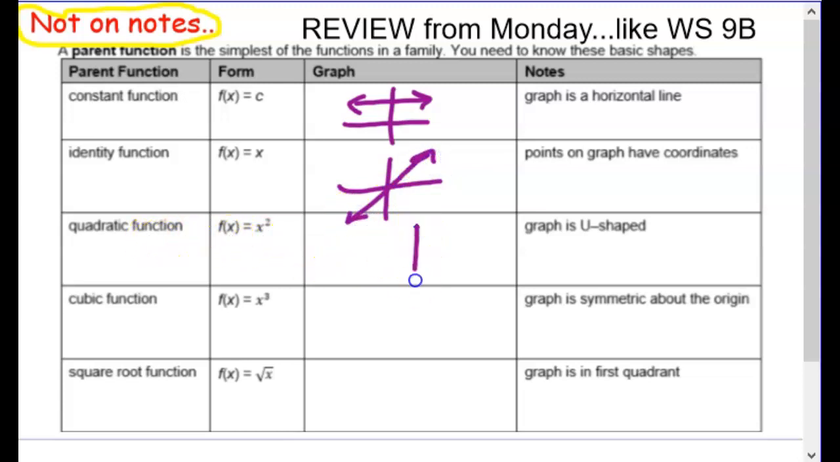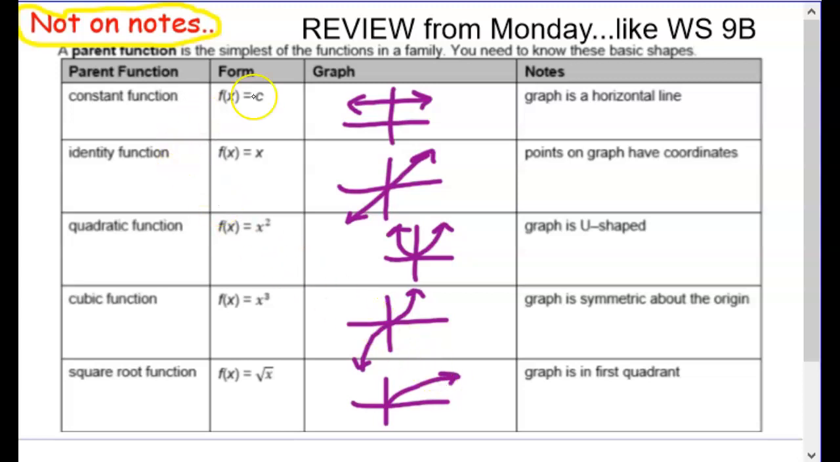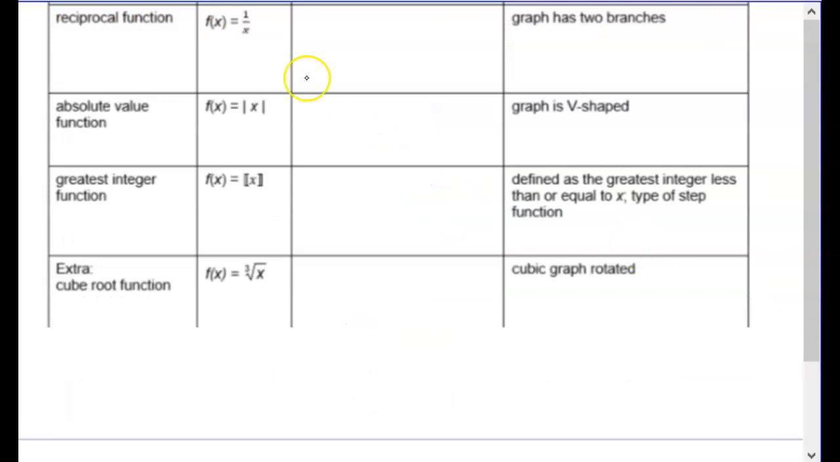The quadratic is a parabola at the vertex. A cubic goes from the bottom left to the top right through the vertex. A square root would start at 0, 0 and go to the right. These are matching up what's on 9B, right? Hopefully. Tell me if I mess one up.